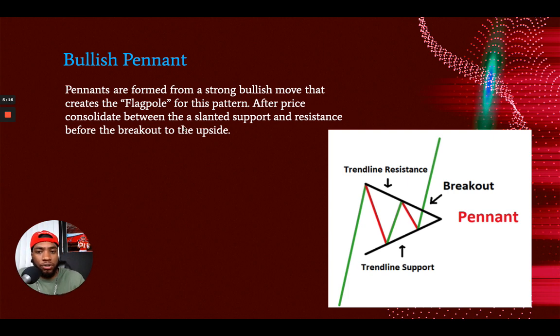But pennants are formed after a strong bull run. It creates like this little flagpole, and then we see price squeeze between these two support and resistance lines right here, kind of like a little triangle, and we just see it boom, boom, boom, burst out.